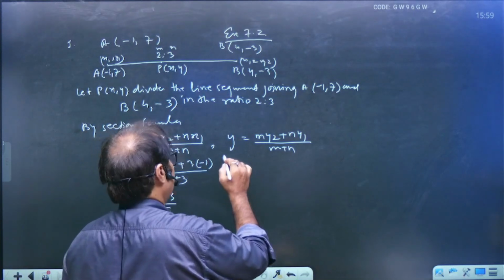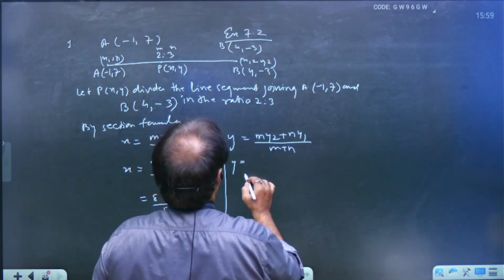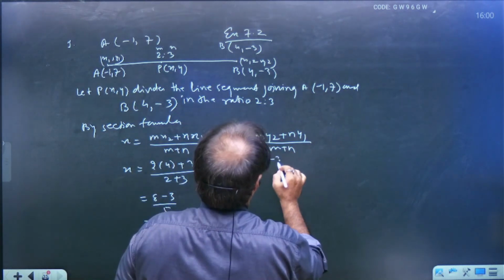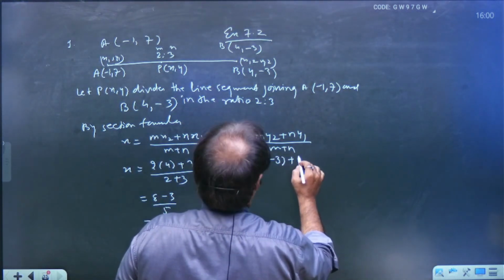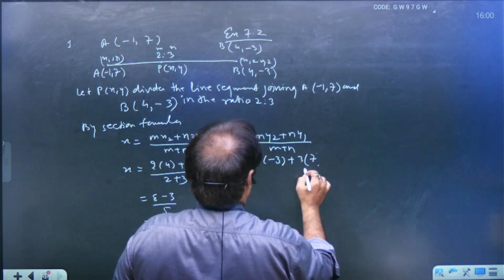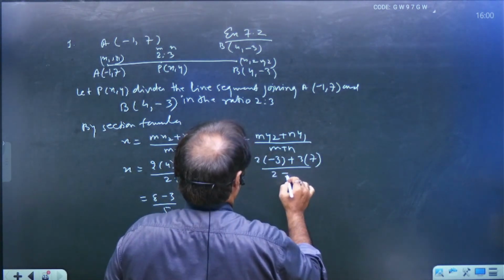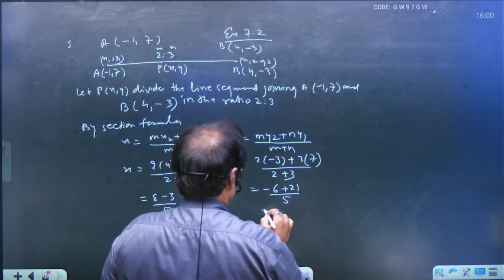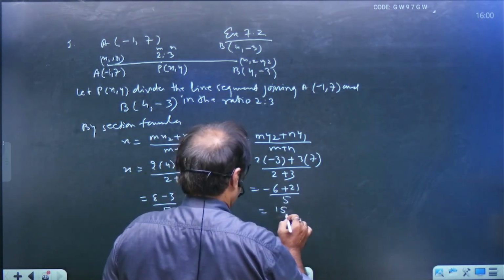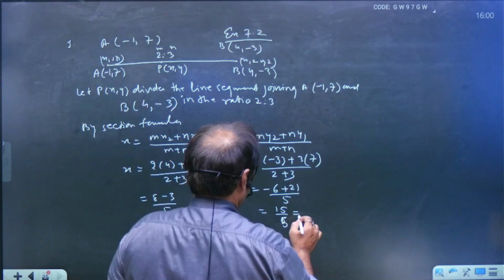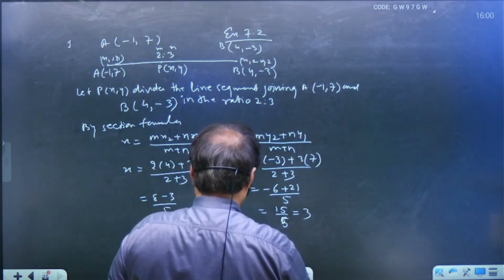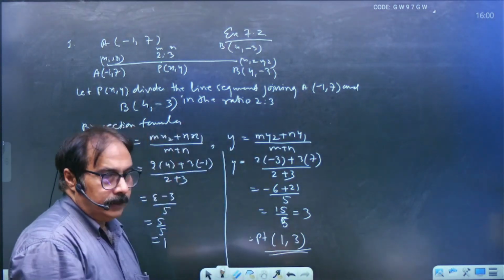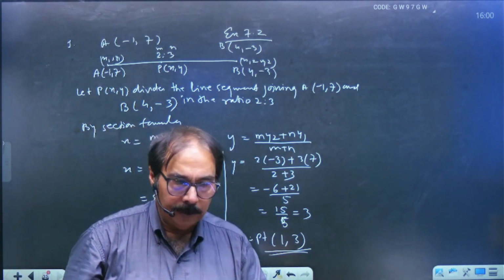Now find the value of y. So y is equal to my2. m is 2, y2 is -3, and plus n, n is 3 and y1 is 7, divided by 2 plus 3. So this is -6 plus 21 upon 5. So this will be equal to 15 upon 5, that is equal to 3. So therefore the point is, what is the point? (1, 3). So this is the required answer of question number 1.